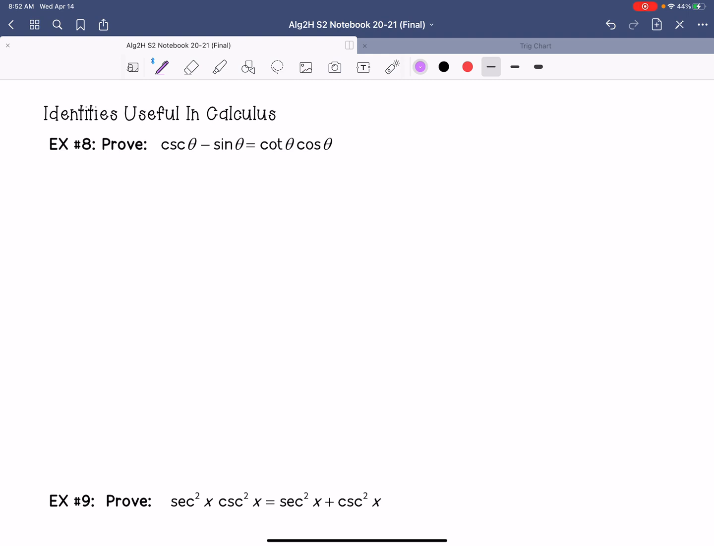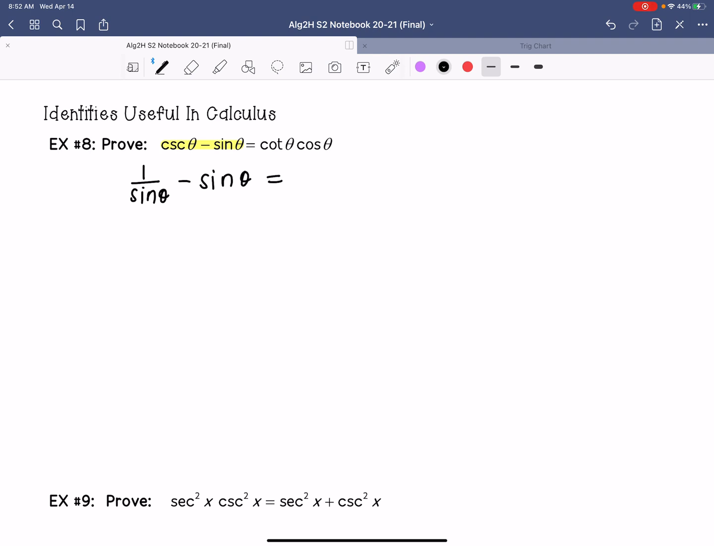All right, so looking at 8, hopefully you guys are identifying the left side is more difficult because of the subtraction. When in doubt, I would change things to sines and cosines. I always think that is the easiest thing to do, and it's always a really good tip. So I'm going to change this side to sines and cosines. I know cosecant is really 1 over sine, so I have 1 over sine theta minus sine theta.